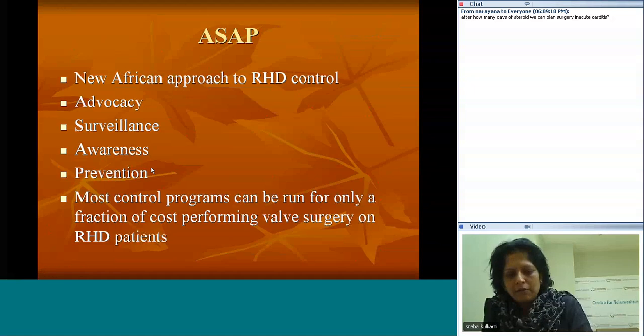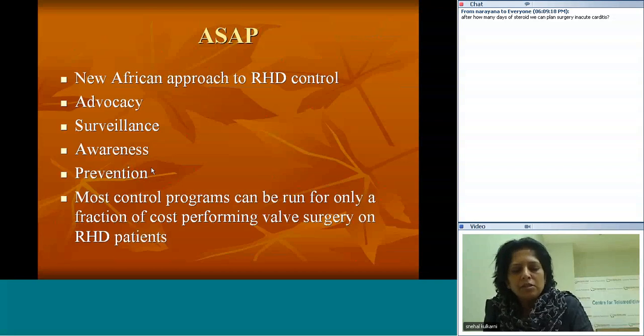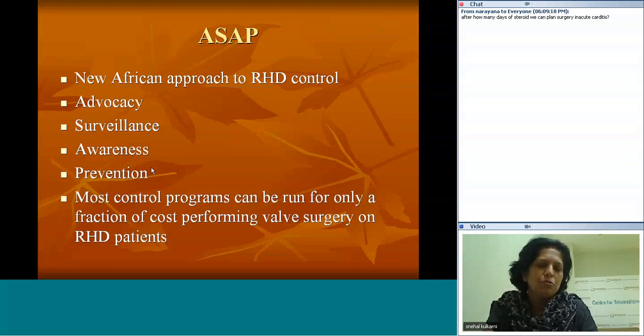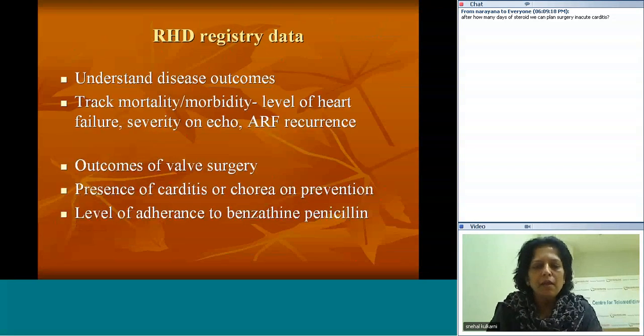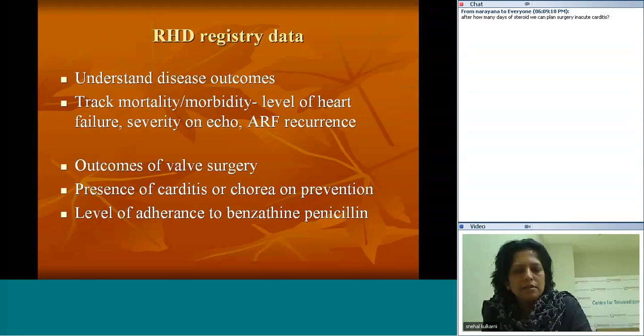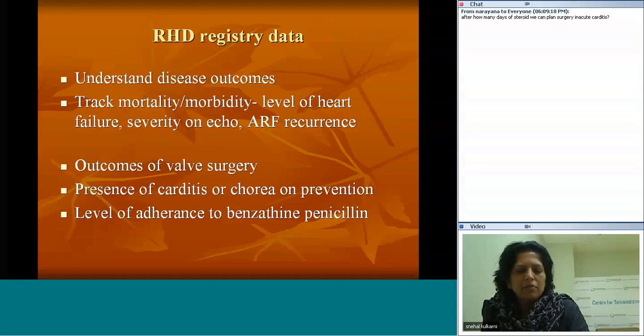And what they really say is a very important thing, that most control programs can be run for a fraction of the cost needed to perform a valve surgery in patients with rheumatic fever. So, it's very important to adhere to or try to put this ASAP protocol in our management system. What they say is we need to have a rheumatic heart disease registry, which will help us understand the disease outcomes. We need to track the mortality, morbidity, level of heart failure, severity on echo, recurrence of acute rheumatic fever, the outcomes of all surgeries, presence of carditis or chorea, and on prevention, the level of adherence to benzathine penicillin.